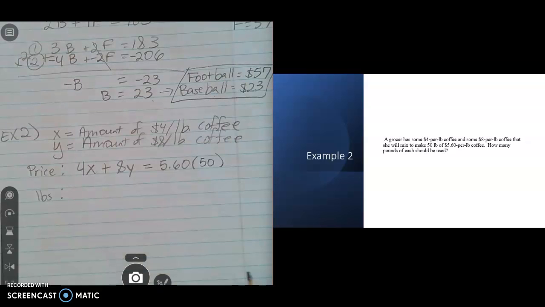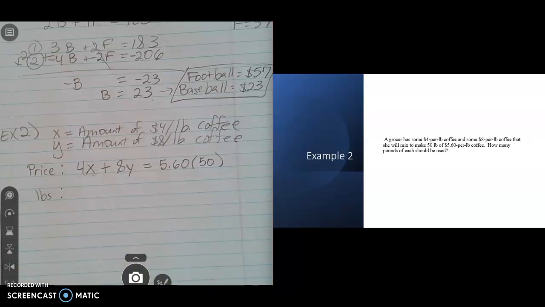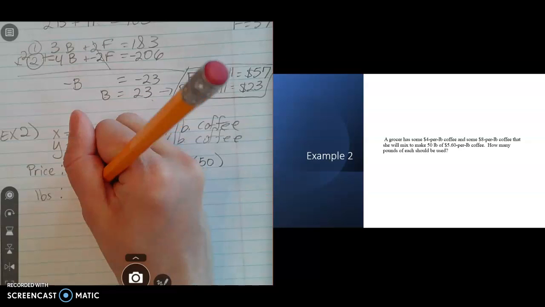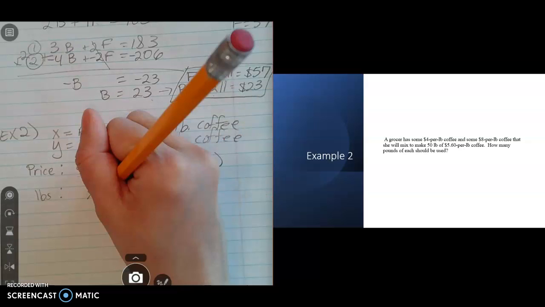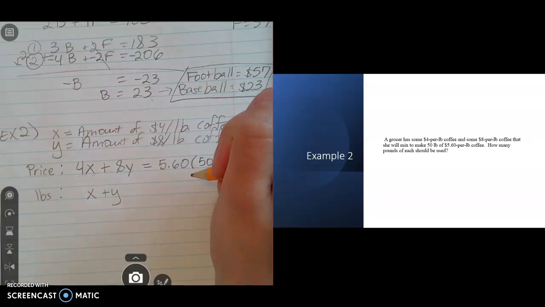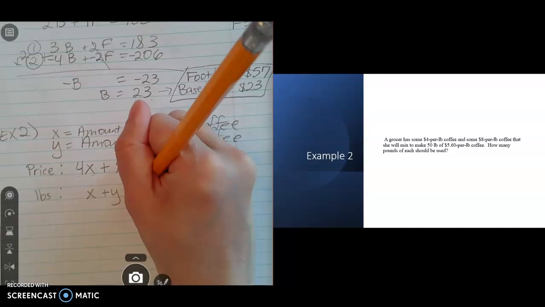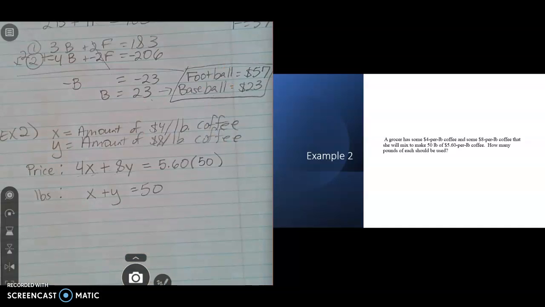So that's what my price equation looks like: how much money is coming from the $4 per pound coffee, how much money is coming from the $8 per pound coffee, and then when I add those prices together, it should equal our total amount. With the pounds, we know that there's 50 pounds total, and it's only coming from these two sources. So for the pounds, the amount of $4 per pound coffee and the amount of $8 per pound coffee, if I add those together, it should be 50 pounds. And so those are the two equations that I can get from the information that I have. And I kind of had to split that information apart to get there.